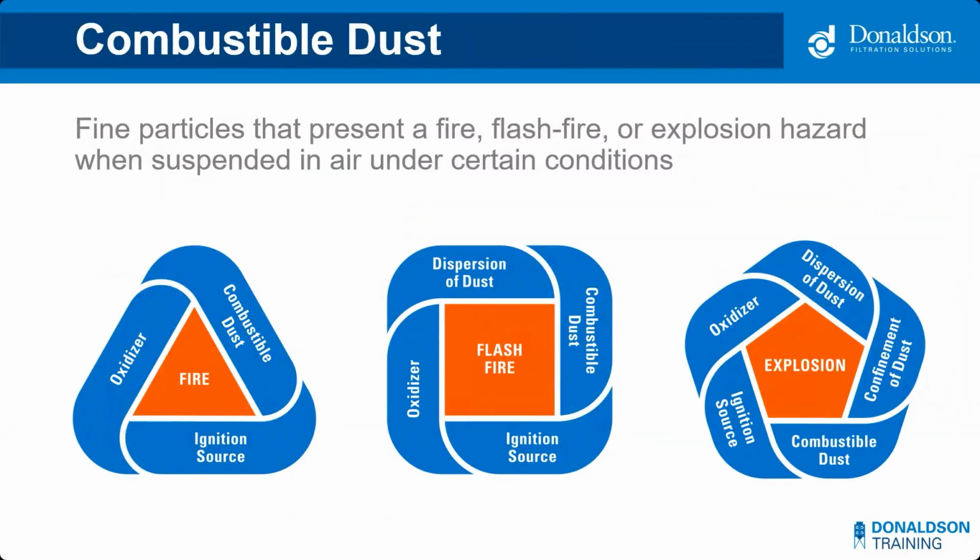Combustible dust is another key risk in wood and weld shops. When combustible dust meets air and an ignition source, it can cause a fire. If that dust is dispersed, it can create a flash fire. If it's contained, inside a dust collector, it can lead to an explosion. We'll revisit this later, but for now, the takeaway is simple. If the dust is combustible, a mitigation plan is required to protect people and property.